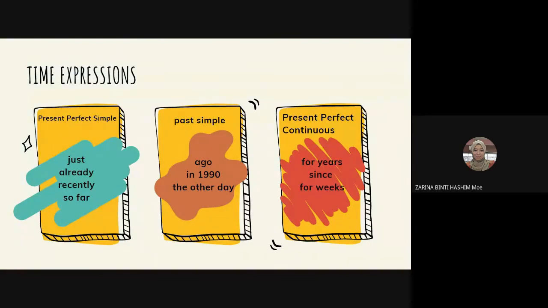So number 1A, why do we say went? Because it is a past simple and the clue is the word last night. Last night is a time expression. It's very specific. That's why we choose past simple.